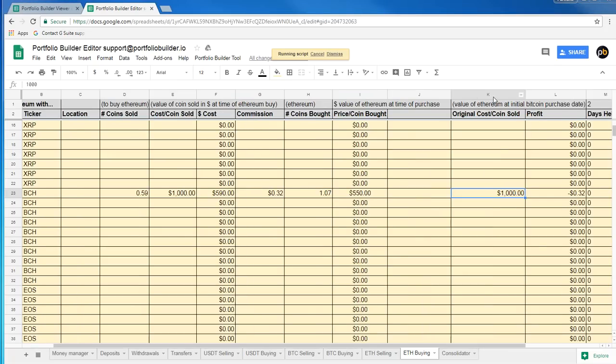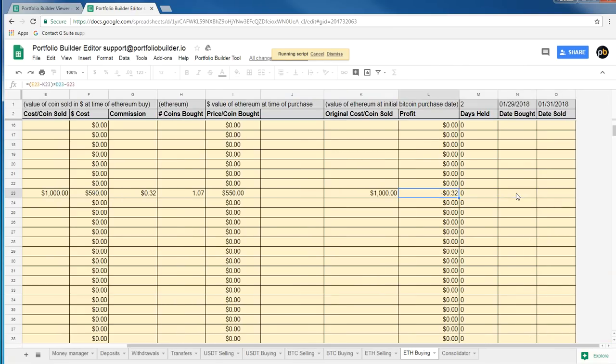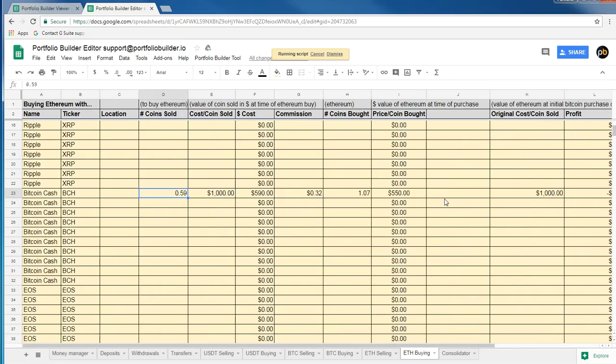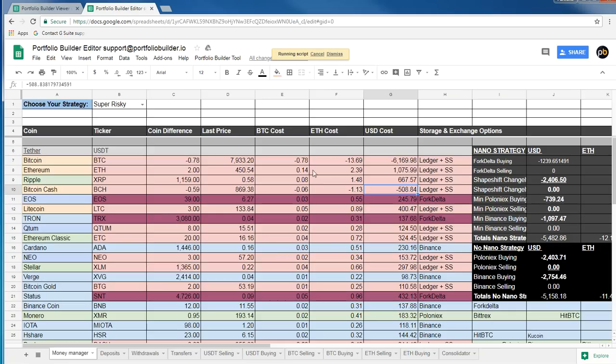Now, while it's updating, over here is not critical that you fill out right away to balance your portfolio, but this is for your taxes. So I bought the Bitcoin Cash originally for $1,000, and I sold it for $1,000. I paid a 32-cent commission, so I can report a 32-cent loss on that trade for the coins sold of Bitcoin Cash to date. And now let's go look at the money manager. Once this finishes, you're going to see the Bitcoin Cash position is going to go to 0, and the Ethereum position is going to need less coins, about 1.